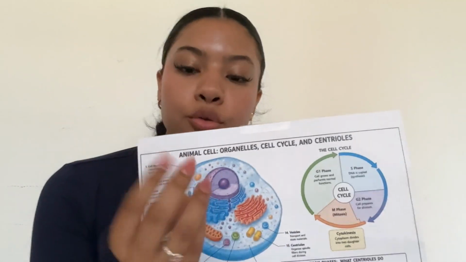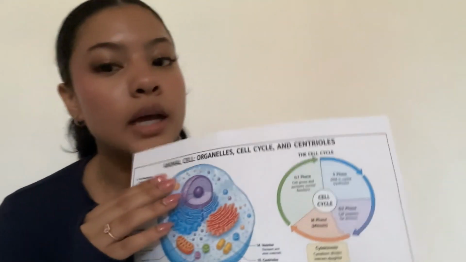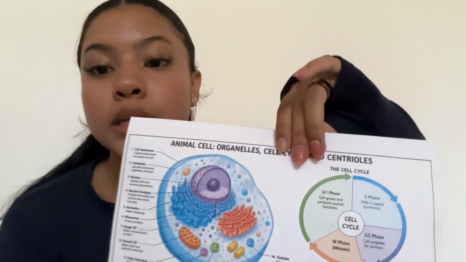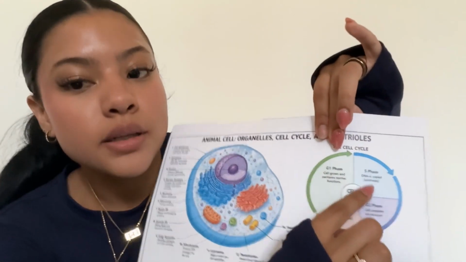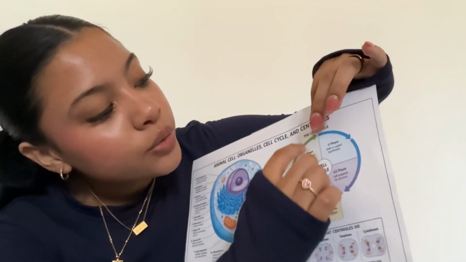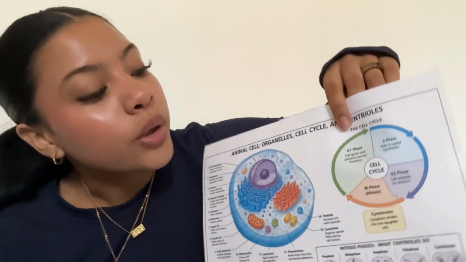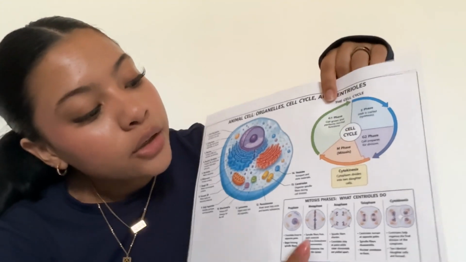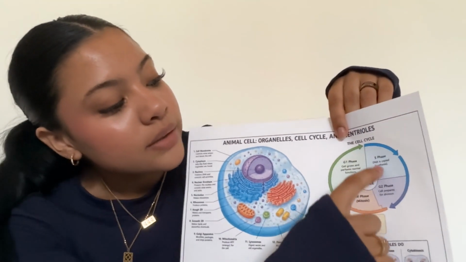So moving away from the cell organelles, we also have the cell cycle. The cell cycle has several phases. First we have the G1 phase, which is where the cell grows. Moving on, we have the S phase, which is the synthesis where the DNA is copied. And then we have the G2 phase, which prepares the cell for division, which we will be seeing moving forward. And then we have the M phase, which is the mitosis, which we have right here and I will explain in a second. So all these little things here are the cell cycle.